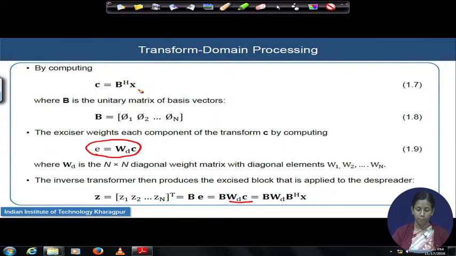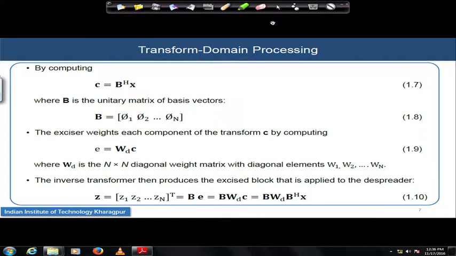Remember one thing: if my W d, this n cross n diagonal matrix, is an identity matrix, then all the entries will be 1. So, if I consider that W d is an identity matrix, then we end up with B into B Hermitian. Remember, B into B Hermitian will always give you an identity matrix. So, in that typical situation, when W is equal to the identity matrix, you end up with Z equal to X. So, the output is basically the desired signal only.